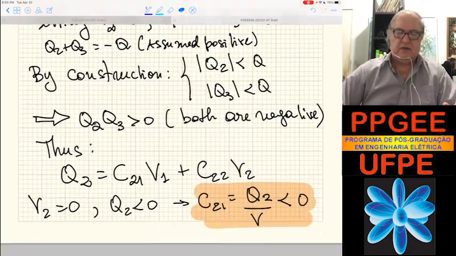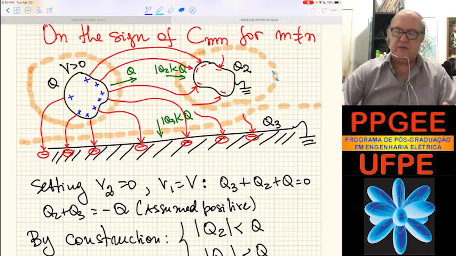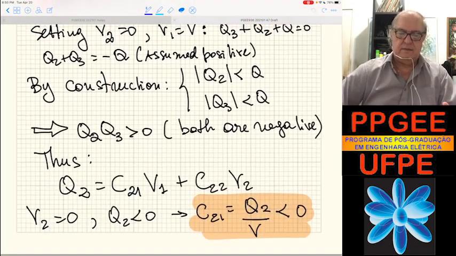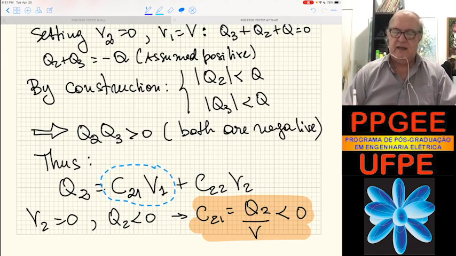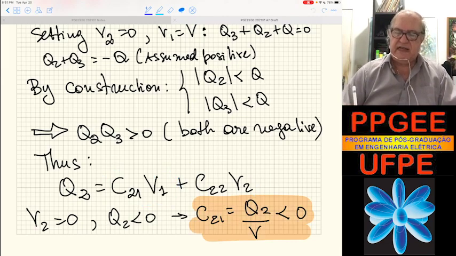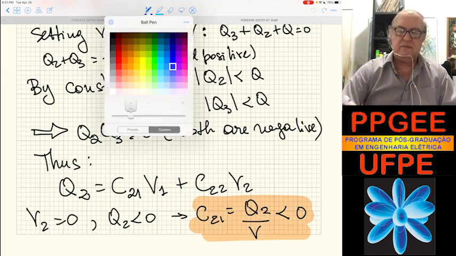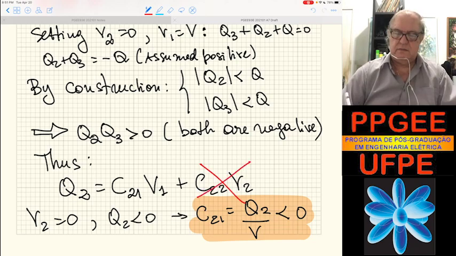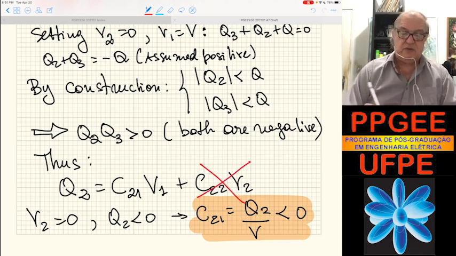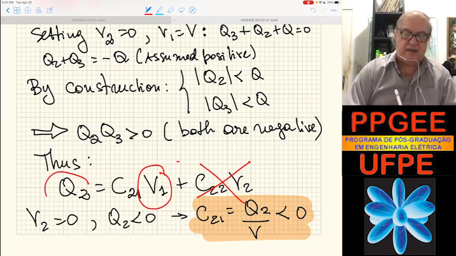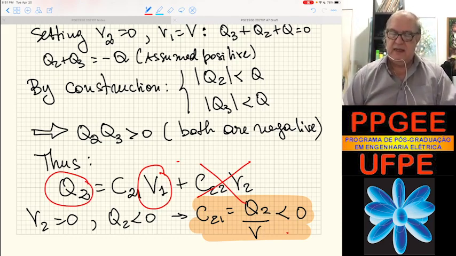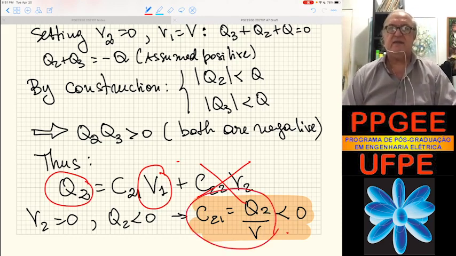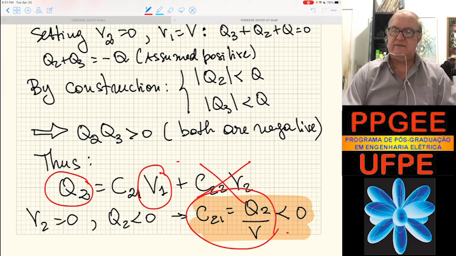Okay? So the charge in the second electrode equals the coupling coefficient C21 times the potential on the first one plus C22 times V2. But if I set V2 equals 0, and V1 equals V, we have C21 is the charge on electrode 2 divided by the potential of electrode 1, which is positive by definition. So this quantity is indeed negative. So the capacitance coefficient is negative.